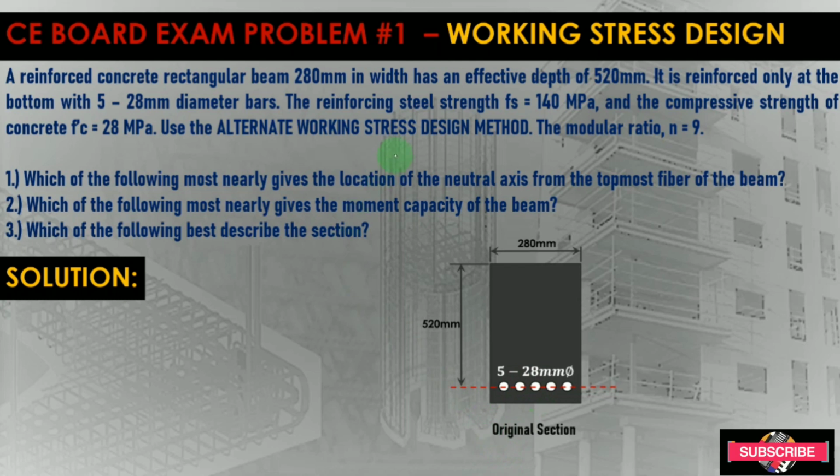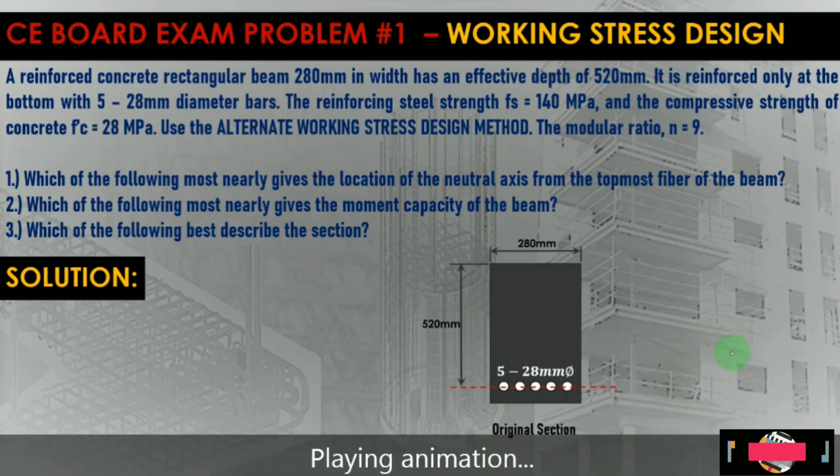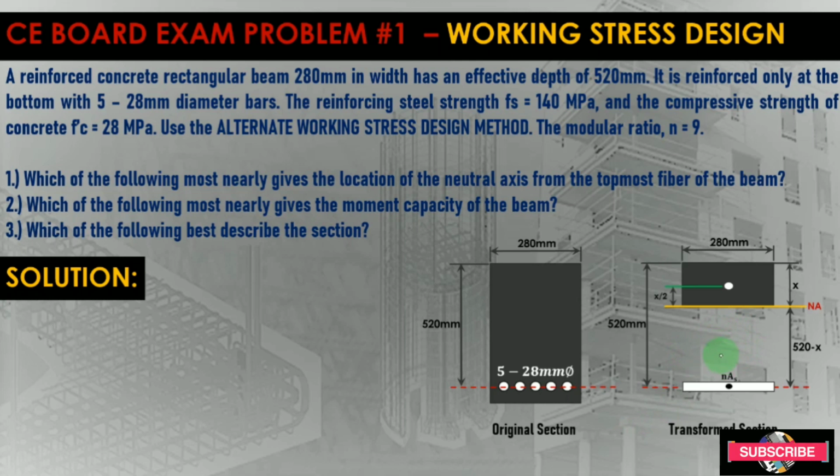And after that, since we are considering this alternate working stress design method, you need to have this transformed section, since we are going to calculate this using the transformed area method. We need to assume and establish the neutral axis at a distance x from the topmost fiber of the concrete beam. Consequently, we can get the distance from the neutral axis to the centroid of this transformed steel section at a distance 520 minus x.